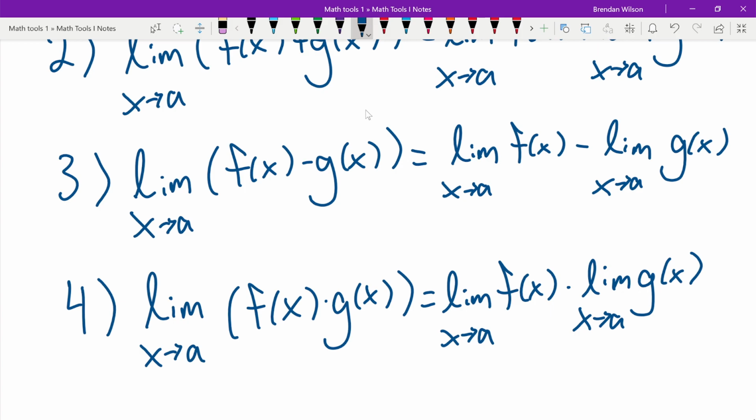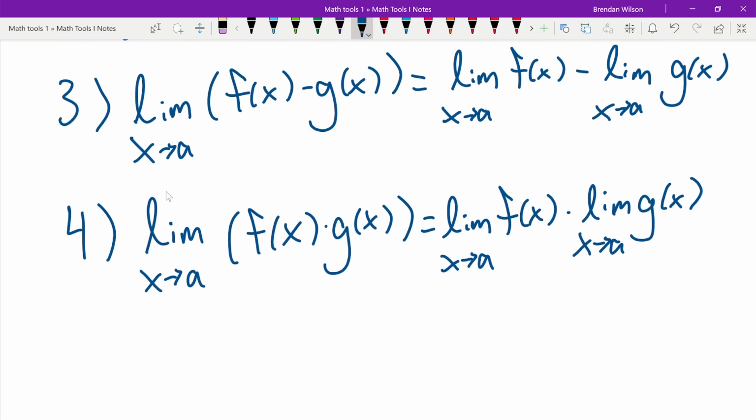So all of these laws will make solving complicated limits a lot easier, right? Because we can just break up the functions however we want to, basically, and take the limits of all the pieces individually.